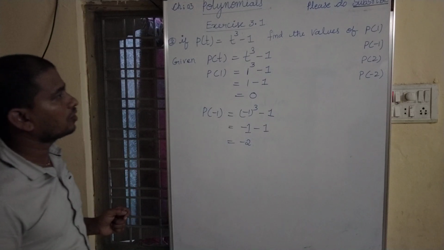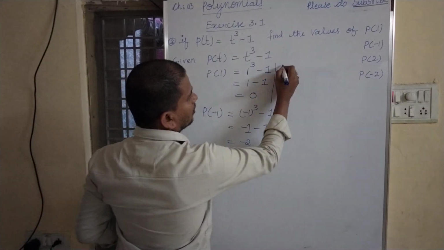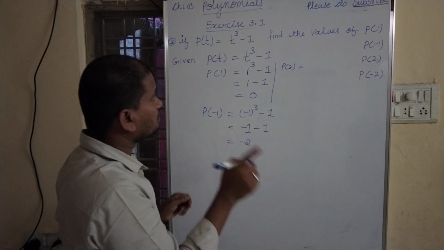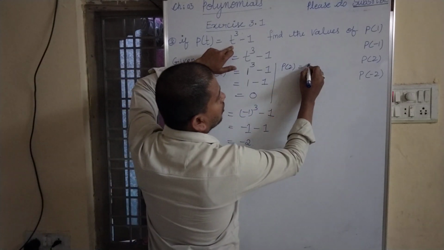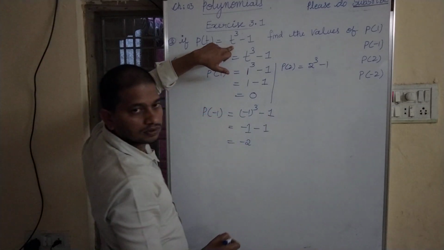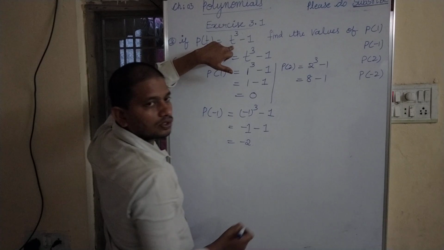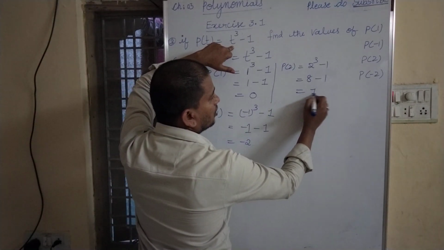Okay, next let us find out p of 2. For p of 2, in the place of t, let us substitute 2: 2 cubed minus 1. 2 cubed in the sense 2 into 2 into 2, 8, minus 1, that is equal to 7.